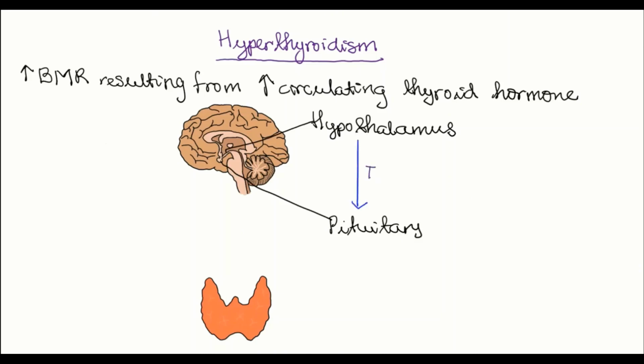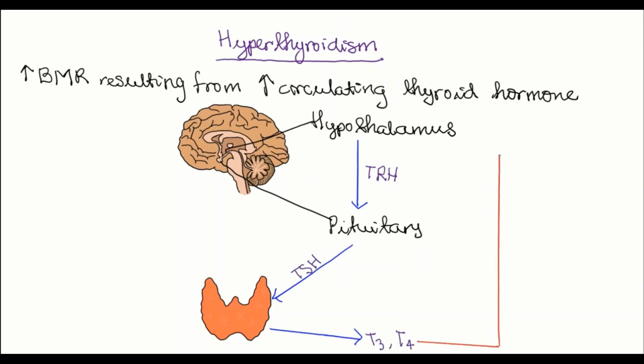Thyrotropin-releasing hormone from the hypothalamus acts on the pituitary gland, and this causes the release of thyroid-stimulating hormone, also known as TSH. TSH acts on the thyroid gland and causes the thyroid gland to release the thyroid hormones. The thyroid hormones also act via a negative feedback system on the pituitary as well as the hypothalamus to inhibit the production of TSH and TRH respectively.